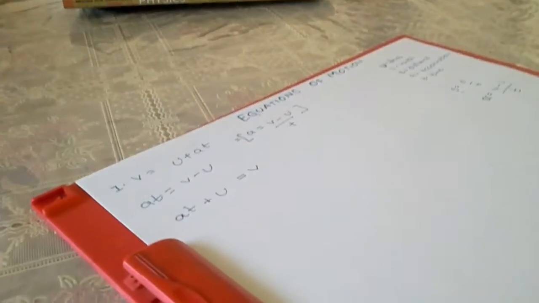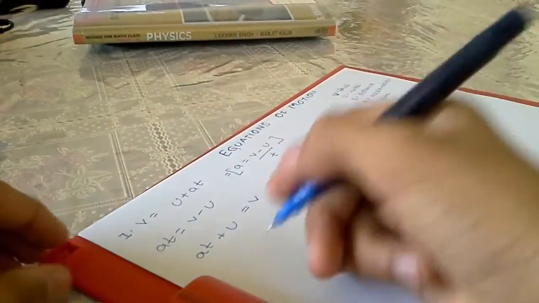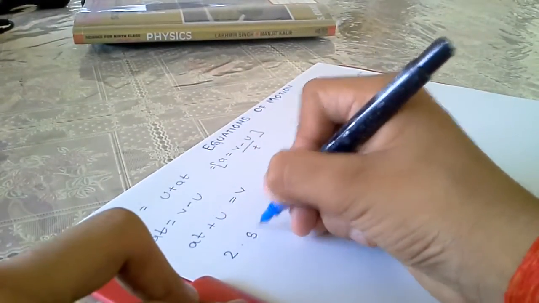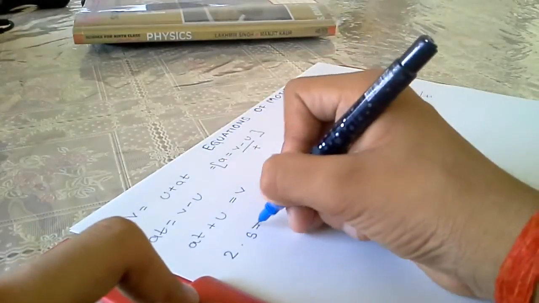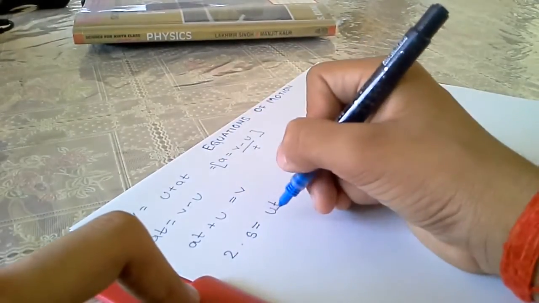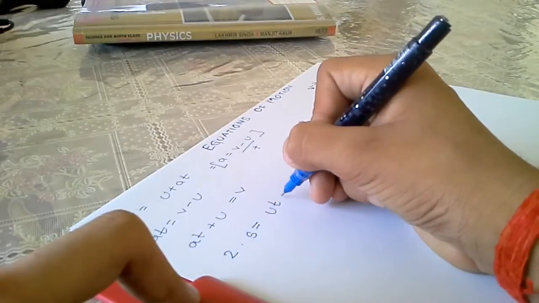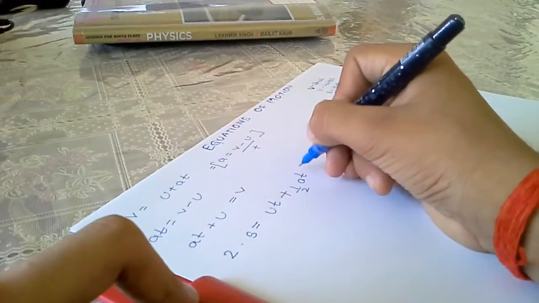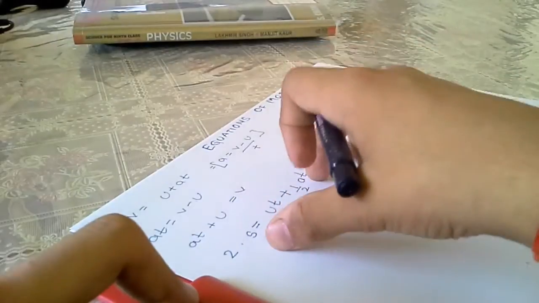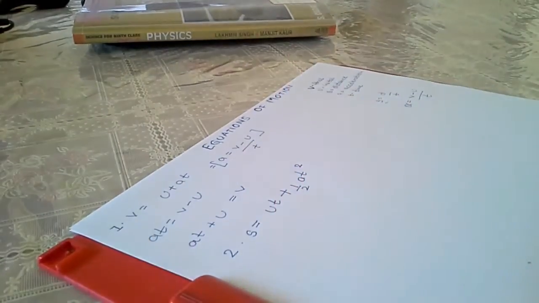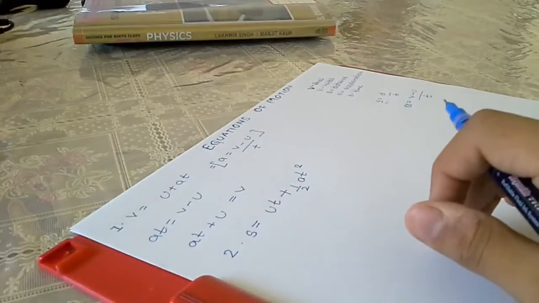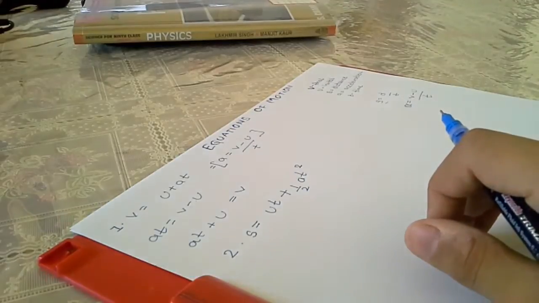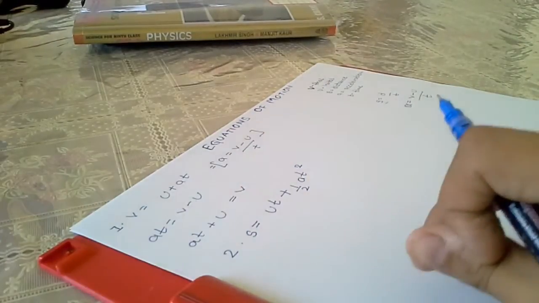Now let's go for the second one. S, which is distance here, I talked about it at the starting, is equal to u into t, which is initial position into time, plus half a, that's acceleration, into time square. Now we need to find how we derive this. It's actually very easy to do this, but to derive it, people find it a bit hard, because deriving is actually pretty hard. So how exactly do you derive this?